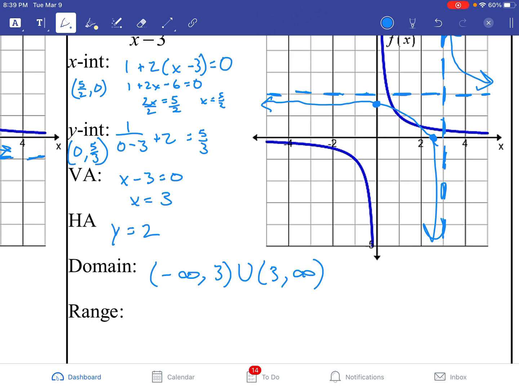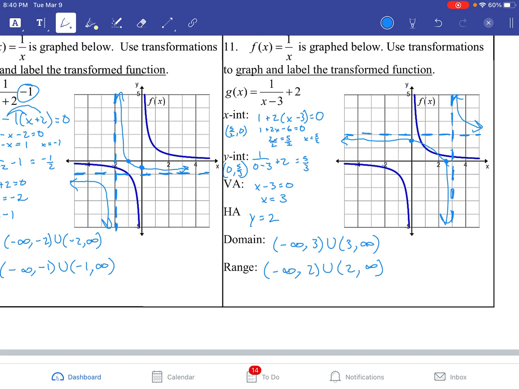For the range, we're looking at the y values that exist in the graph, starting at negative infinity, goes up to the horizontal asymptote at 2, jumps over the asymptote, continues on towards positive infinity. There you go.